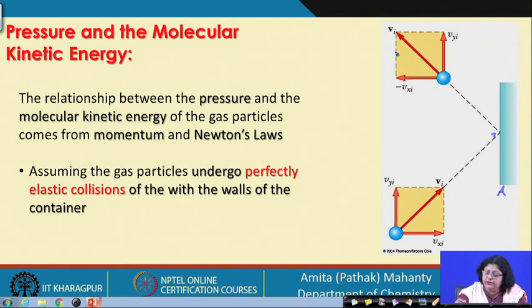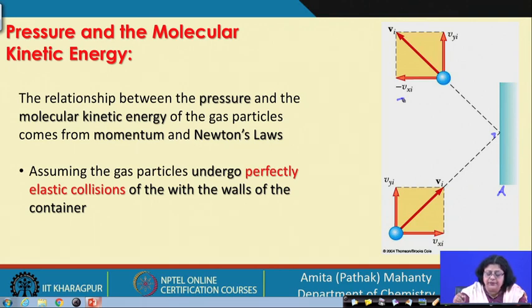What we are looking into? What is possible is that the number of particles which are striking the wall having a velocity plus Vx, it is likely that the same number of molecules will be there with the velocity minus Vx. So, you need to realize this before we go into what is the root mean square velocity.